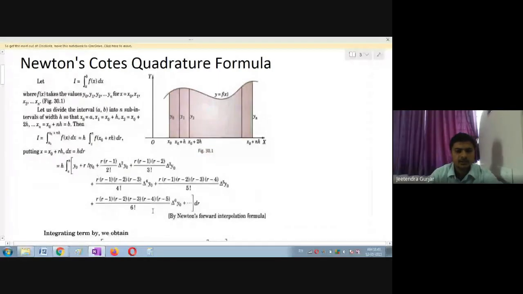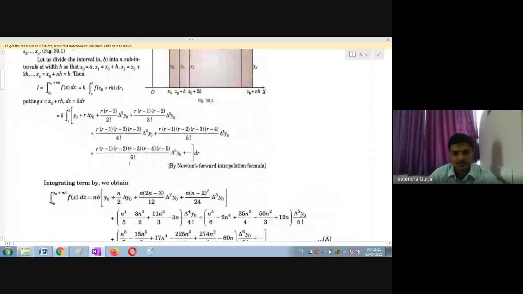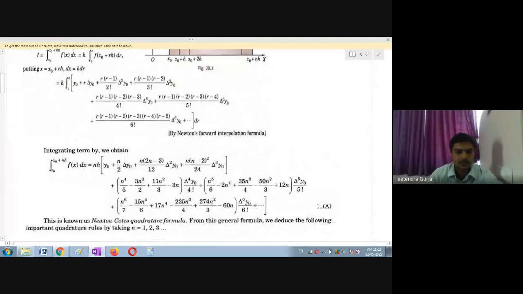Okay, so next we will just integrate this now. Then you can see we get this equation A. It is simple integration, but we are not interested in solving this derivation. This is known as Newton's Cotes quadrature formula. From this general formula we deduce the following important quadrature rules by taking n equal to 1, 2, 3 and so on. So by using this formula we will be taking the quadrature rules, students.